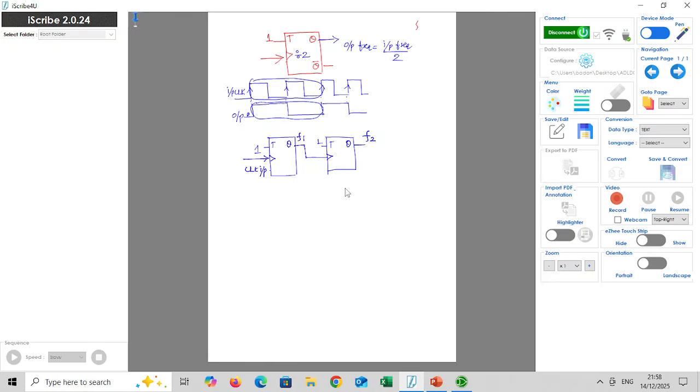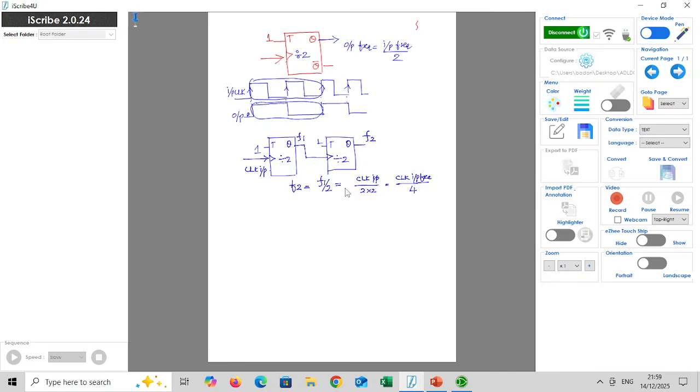Now we know that F2 is nothing but F1, which is the input for the second flip-flop, divided by 2, because every flip-flop divides the input frequency by 2. Substituting F1 in terms of the input clock frequency, the clock input frequency is divided by 2 into 2. That means it is divided by 4.